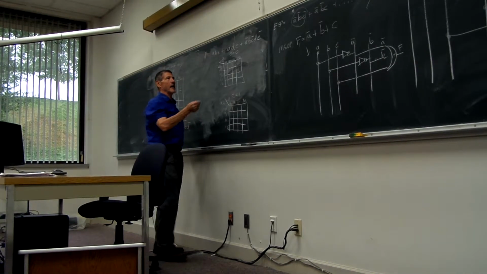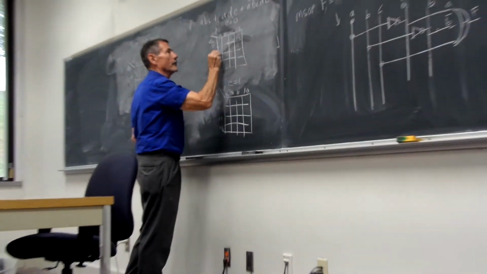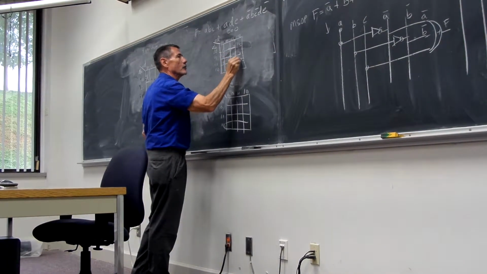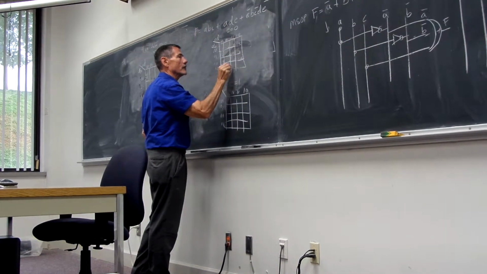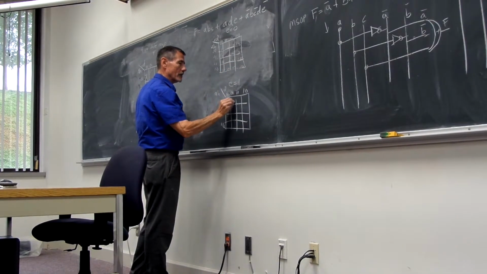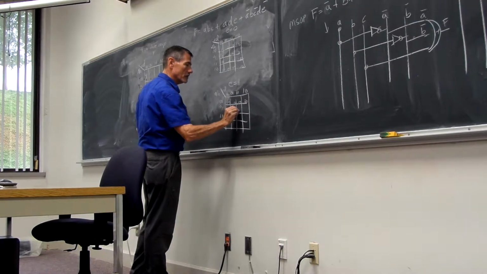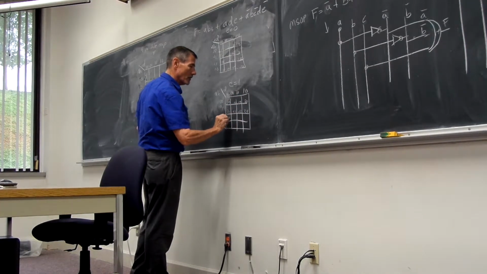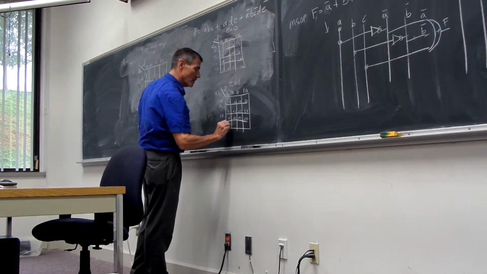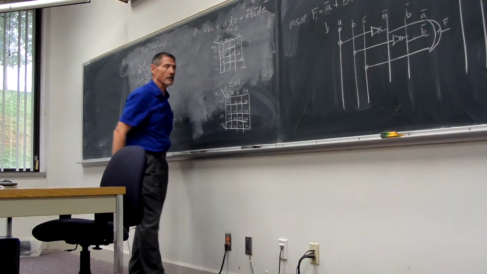This may get a tad bit confusing, but I'm going to start numbering these. 1, 2, 3, 4, 5, 6, 7, 8, 9, 10, 11, 12, 13, 14, 15, 16, 17, 18, 19, 20, 21, 22, 23, 24, 25, 26, 27, 28, 29, 30, 31, 32.